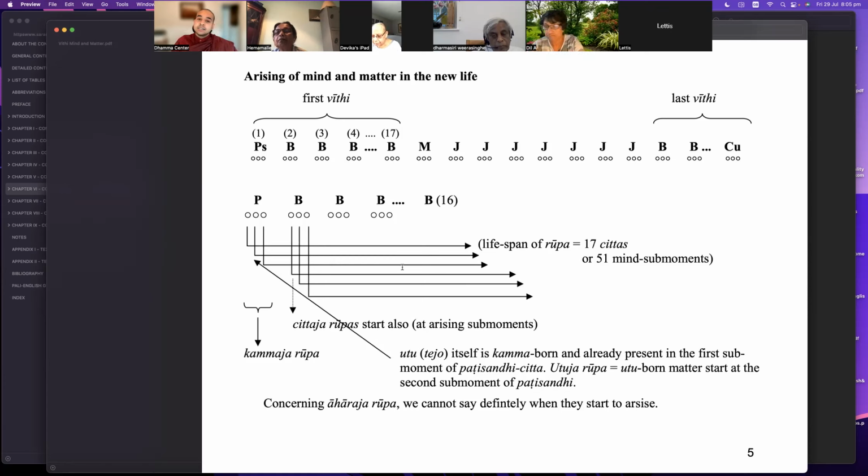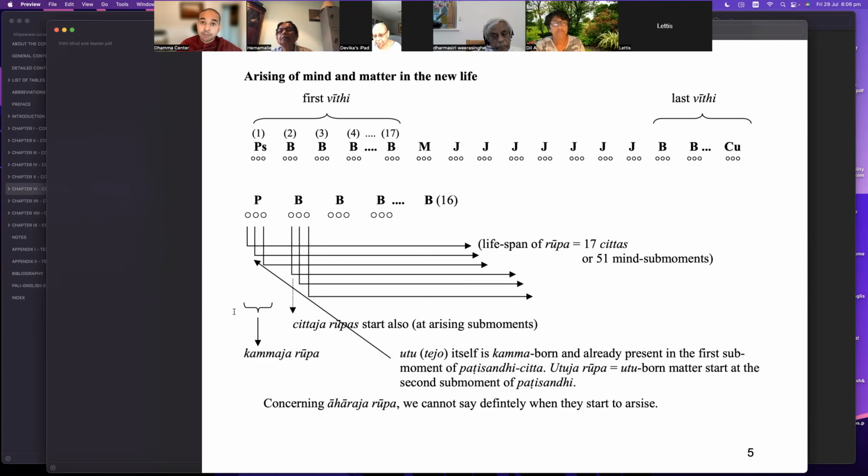Kind of like, yes, during the Pavatti moment, the life force of our being has a strong relation to Kamma Vipaka, which we see clearly here from the Patisandhi. How do we see it?